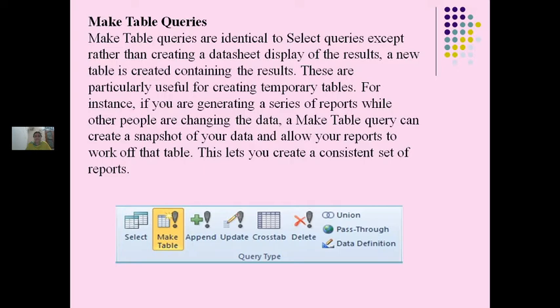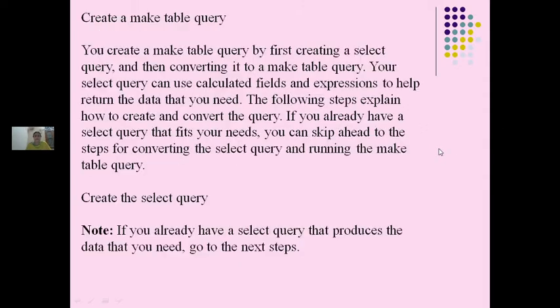These are particularly useful for creating temporary tables. For instance, if you're generating a series of reports while other people are changing the data, a make table query can create a snapshot of your data and allow your report to work off the table. This lets you create a consistent set of reports. So this is the figure which is showing query types. Okay, that is select query, make table query, append. So let us move to the next slide.